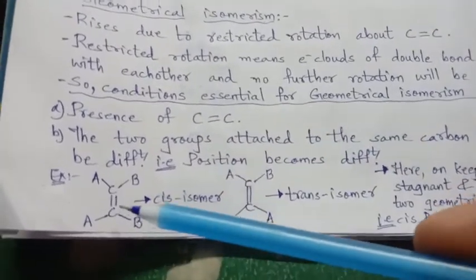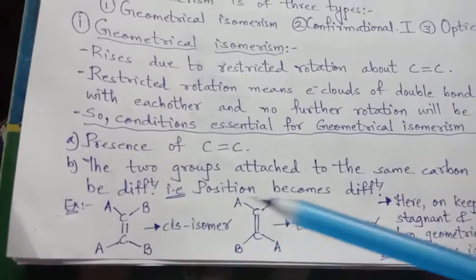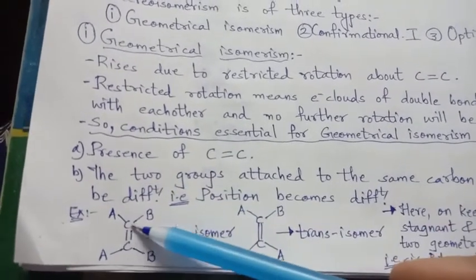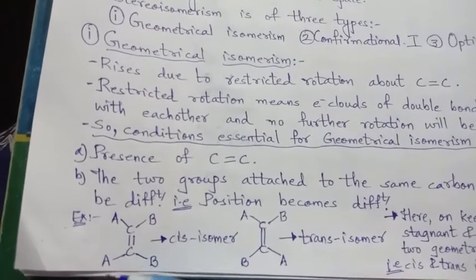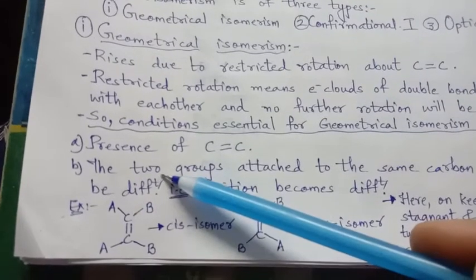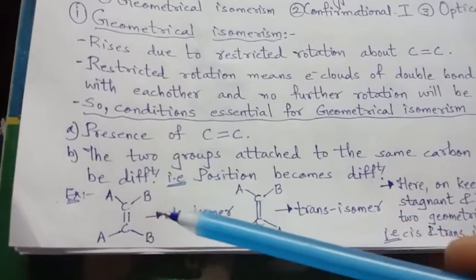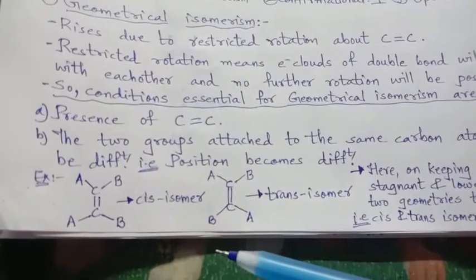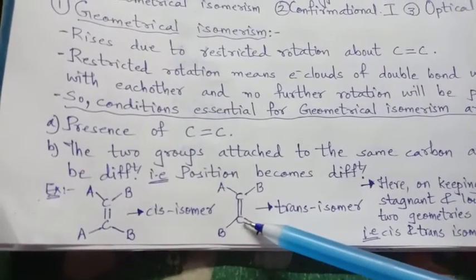See, here is an example. The first condition is fulfilled, C double bond C. Here also C double bond C. Now here see, on this carbon one group is A, another is B. For this carbon also one is A, another is B. So it is possible. The second condition is that two groups attached to the same carbon should be different. Here also see, this is A, this is B, this is A, this is B. Right?